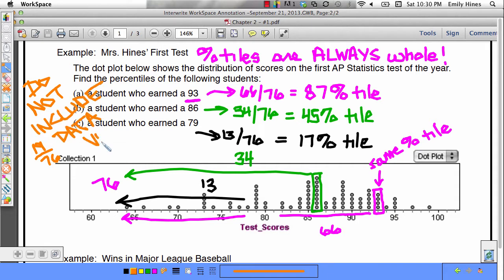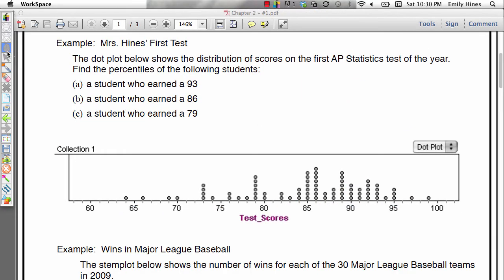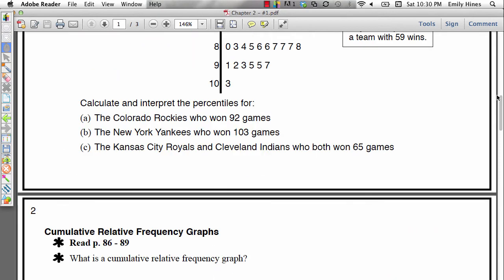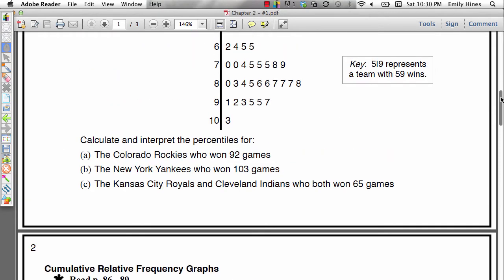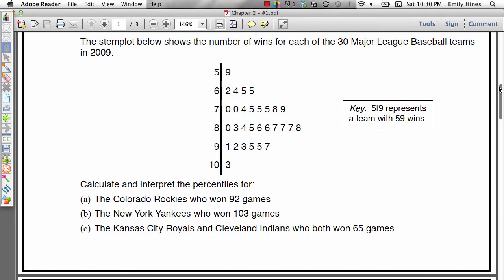We are not going to include the data values. So when I say I want to know the percentile of students who earned a 93, I am not including the people at 93. Okay, so let's look at some more percentiles. These have to do with wins in Major League Baseball. This is a stem plot of the number of wins for each of the 30 Major League Baseball teams in 2009. Okay, the Colorado Rockies won 92 games.